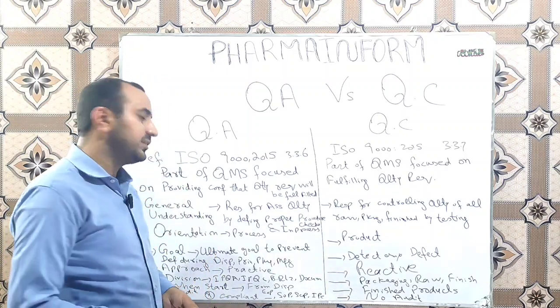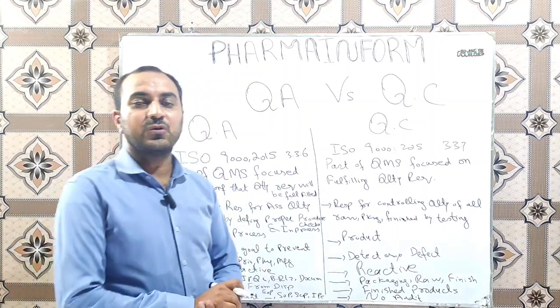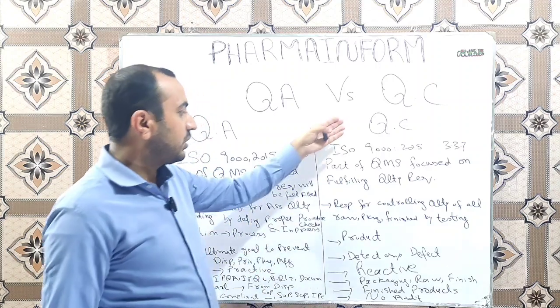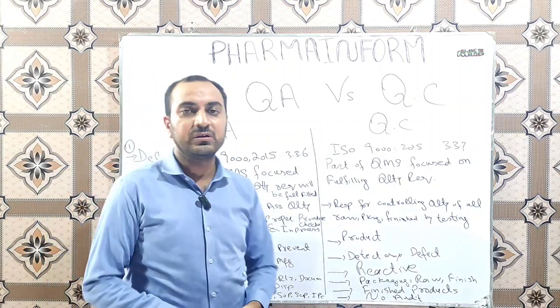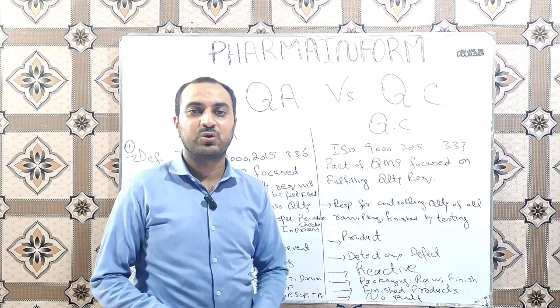The next one is the difference on the basis of orientation. Quality assurance is process oriented. Mean, the main focus of quality assurance is on the processes, and quality control is product oriented. Mean, quality control focuses on the product.